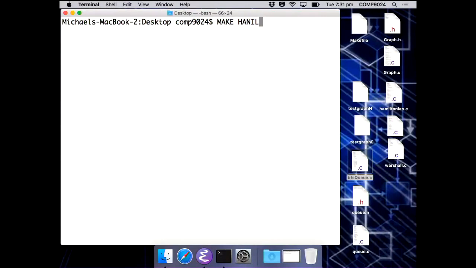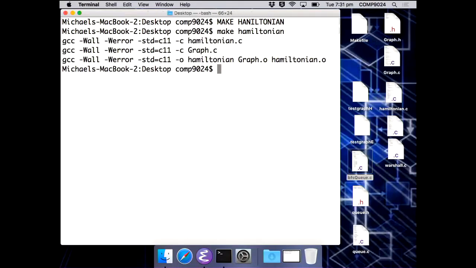Hamiltonian, caps lock, it's not a good idea. So it compiles Hamiltonian, it uses our standard graph abstract data type. And then I can run this program.